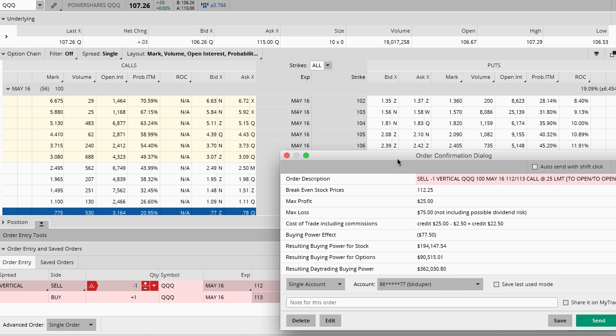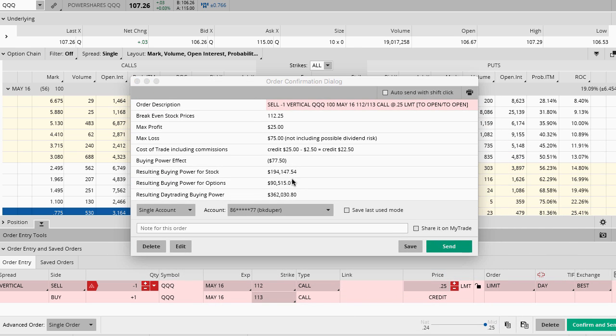So if I hit confirm and send, you can see that my max risk on this trade, or the buying power effect that's taken out of the account, the max loss is right here. But then when you actually look at the credits and commissions and stuff like that, you can see the buying power effect is basically $77.50.